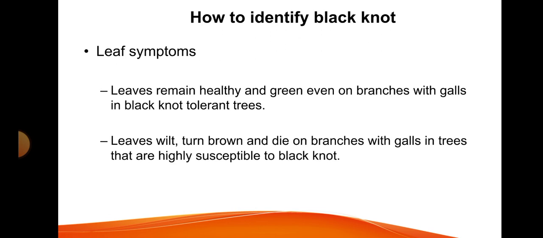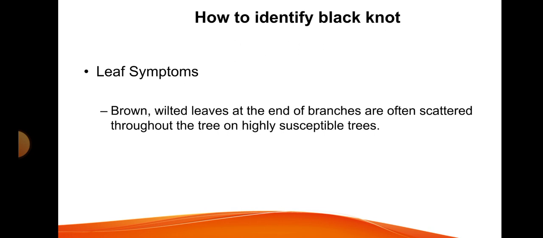Leaf symptoms: leaves remain healthy and green even on branches with galls in black knot tolerant trees. Leaves wilt, turn brown, and die on branches with galls in trees that are highly susceptible to black knot. Brown, wilted leaves at the end of branches are often scattered throughout highly susceptible trees.